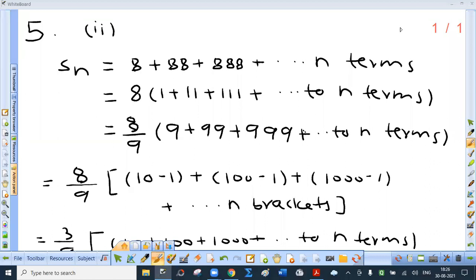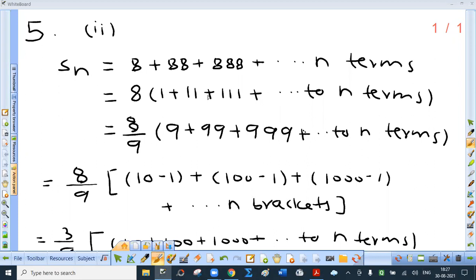Now second sum, 8 + 88 + 888 + 8888 and so on. See, the working rule is simple. Basically, these terms as they are are neither in AP nor in GP, right? So to write or make these terms in AP or GP, we have to make some arrangements. And that arrangement is take 8 common. In the previous one, it was 3. So if it had been 4, I would have taken 4 common.